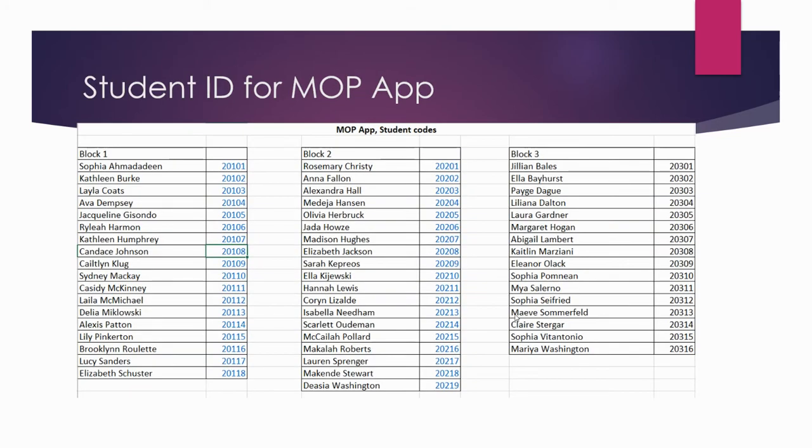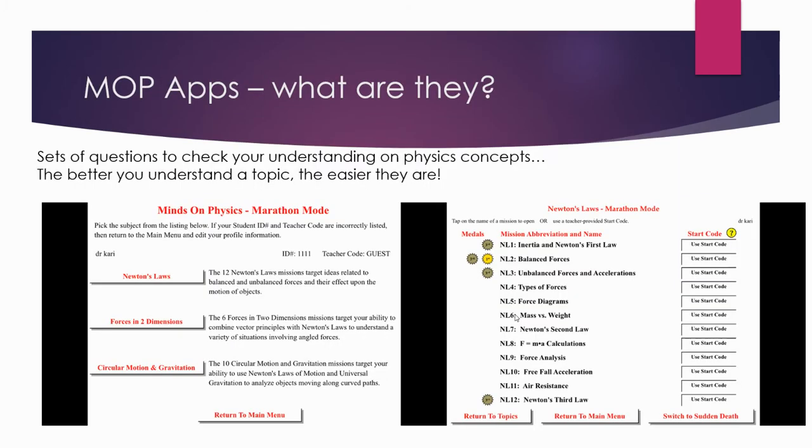Regarding your student ID, I have assigned every student an ID number based on which block you are in. So you should be able to find your name here and identify what student ID number I have assigned to you. Take a look at this. I'm also going to post this up on Google Classroom, so you will have access to it. But go ahead and pause the video, find your name, and write it down on your sheet.